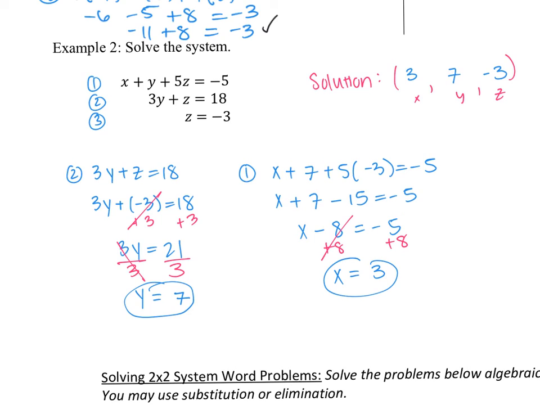And that there is my solution. So I have my x now, it's +3, and now I've completed all the variables. So in this case, my solution is 3, 7, and -3 as my ordered pair. That works for these three equations. And that's it for this video.